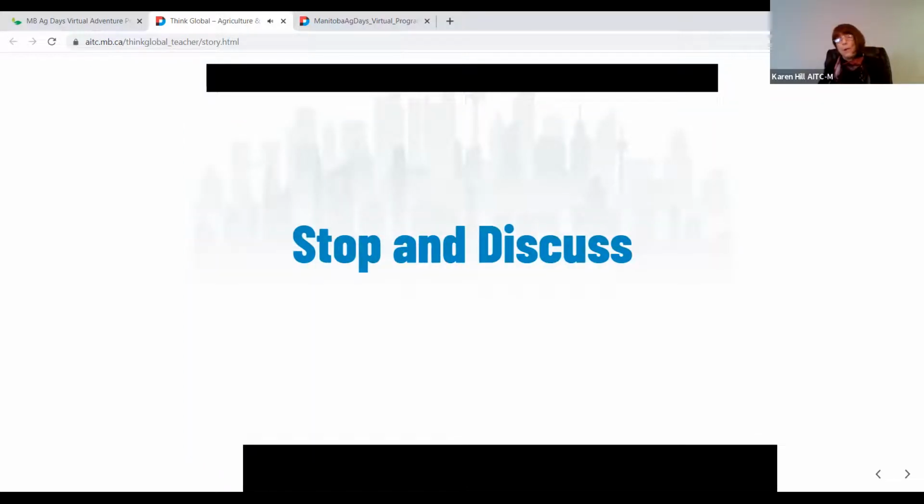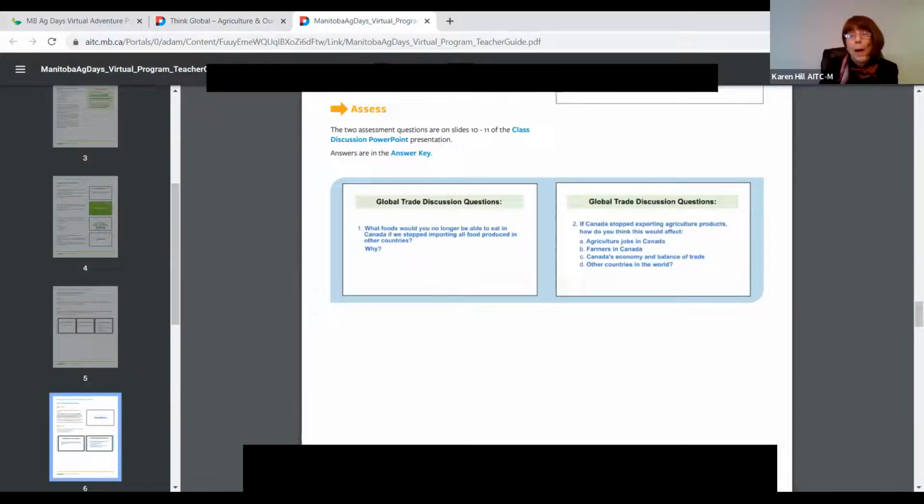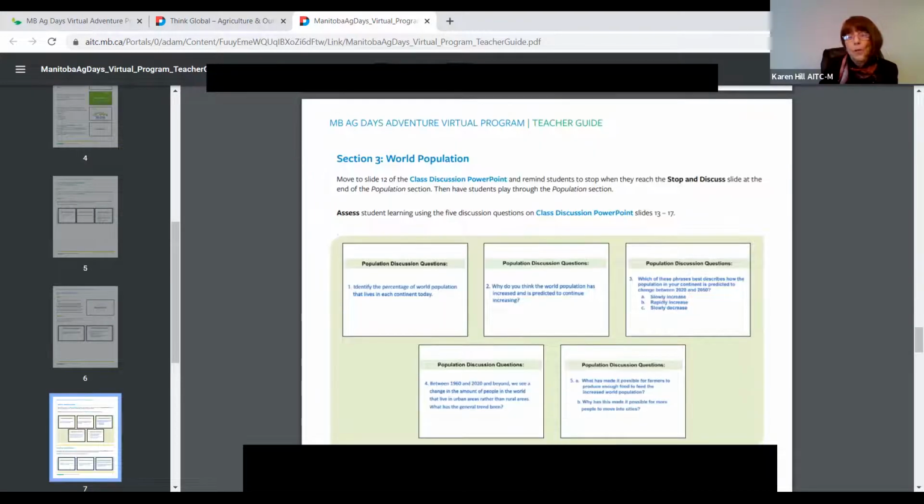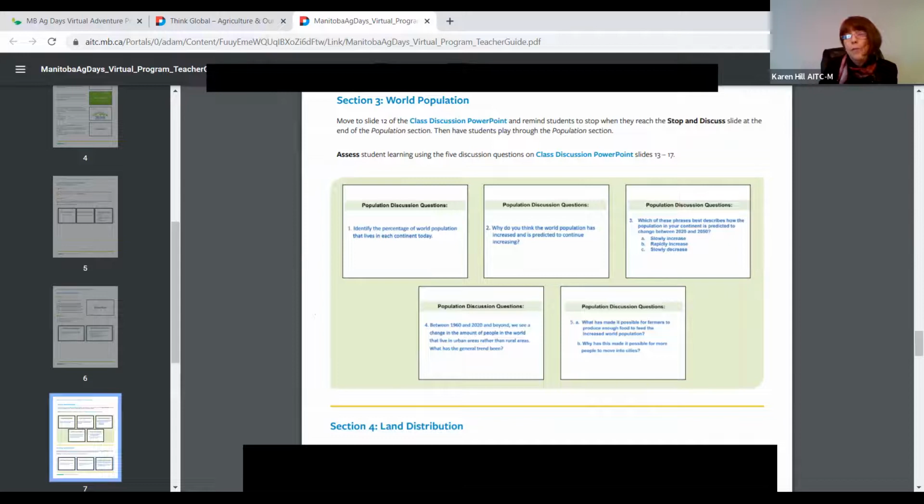And that brings us to the end of the population section. So you can go back and stop and discuss. And if we go back and just quickly look at the teacher guide, we see we have section 3, and there are 5 discussion questions there. Again, you don't have to do all 5. Some of these are very quick and short, so they don't take that long. You may pick 1 or 2 of these to focus on, whatever works for you and what kind of information you are wanting to cover with the students.